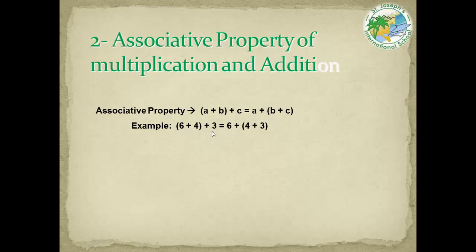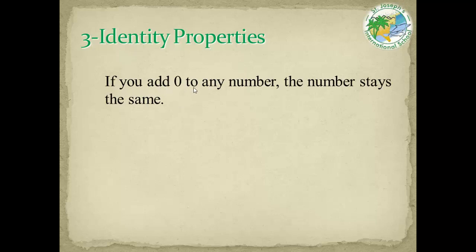For example, 6 plus 4 plus 3, if we write bracket between the first two equal 10 plus 3, 13. Equal 6 plus 4 plus 3, if we write bracket between 4 plus 3, 7 plus 6 equal 13. This is the meaning of associative property. Now identity property. If you add 0 to any number, the number stays the same. A plus 0 equal A, or 5 plus 0 equal 5, 100 plus 0 equal 100.